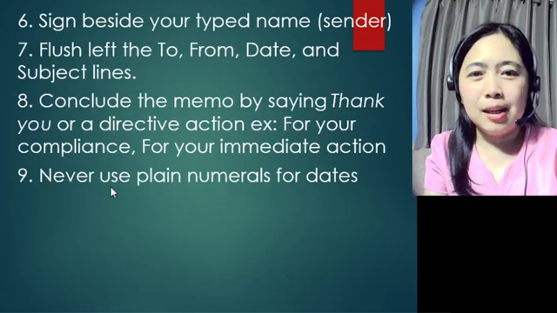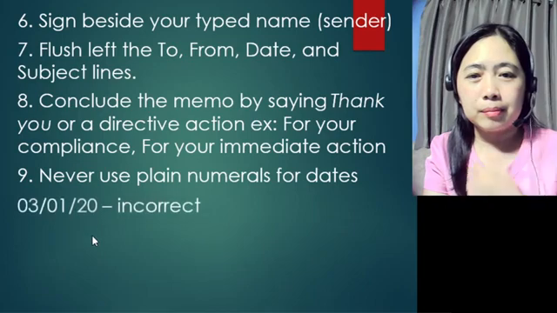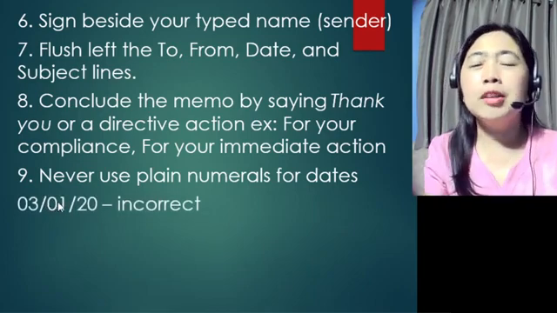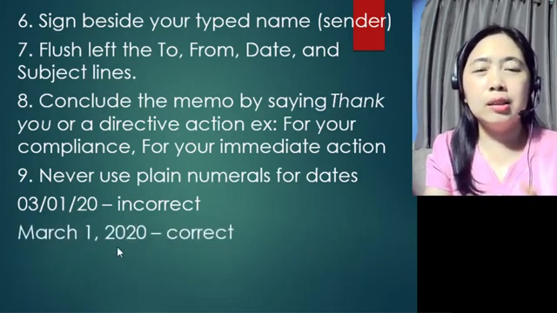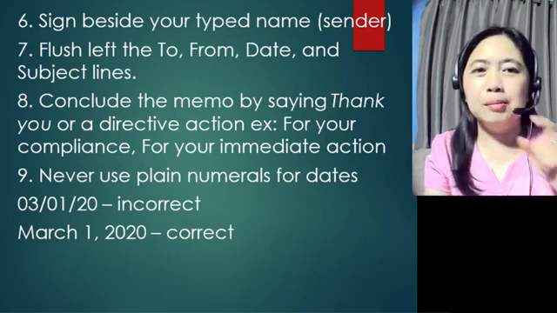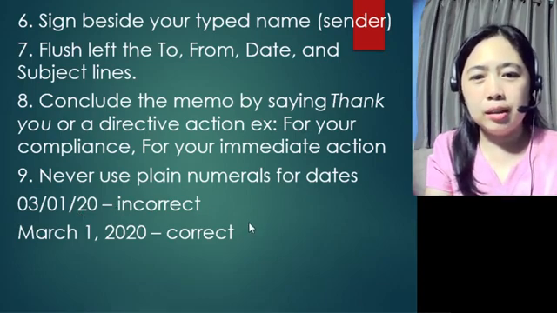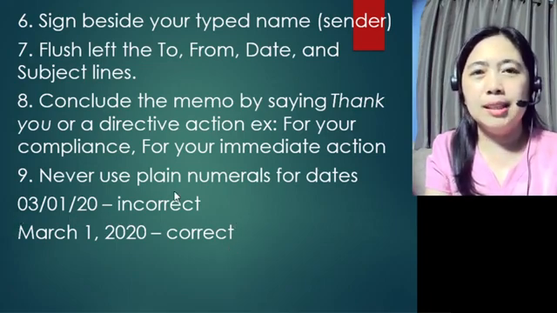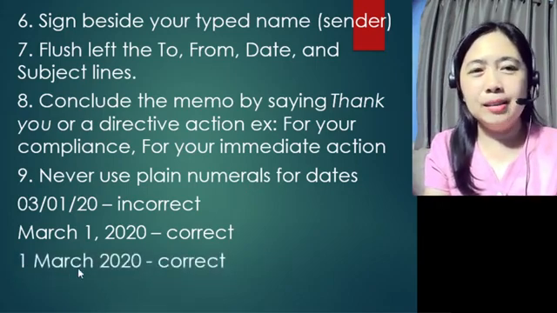Next, never use plain numerals for dates. Here is an example of plain numerals. The formal way of writing the date should be like this: March 1, 2020. So never do this one, because it is incorrect. Use the complete form, which is the formal way of writing the date, not the numerals. I hope that is clear. Also, you can have this format as well, so it's possible.